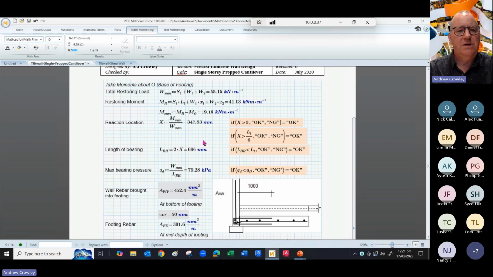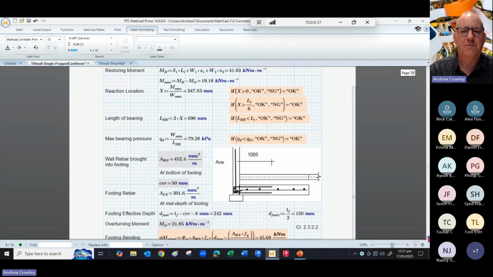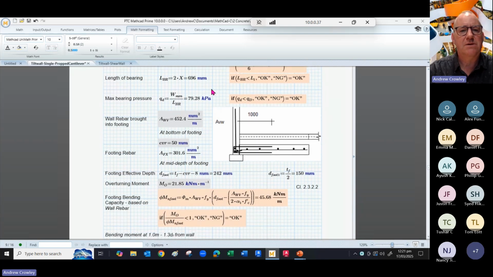Now to do this, we work out what the reaction location is. This is where we look at the position of the reaction underneath the foundation when given that overturning moment. This allows us to calculate the bearing length, simply twice the length of the location distance that we've calculated above. From that, we can also look at the maximum bearing pressure that we're going to derive in the soil, which works out as 79 kPa. This is lower than the design bearing pressure from the figures above.